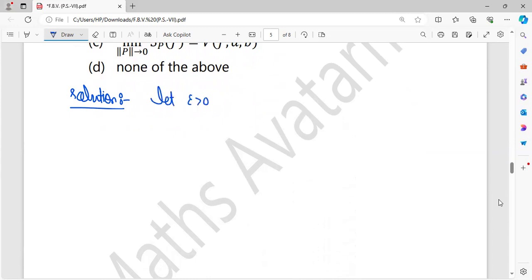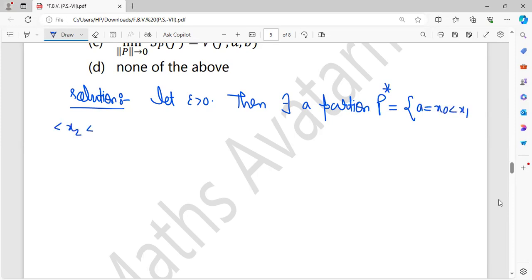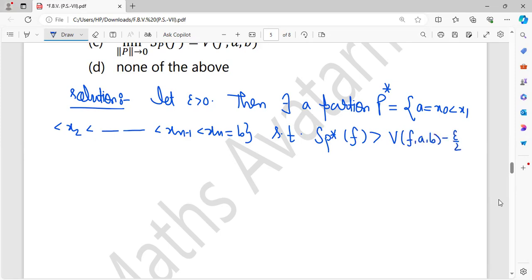Let epsilon greater than 0. Then there exists a partition P equal to P star such that S_P* f is greater than V_f[a,b] minus epsilon by 2. Let's say it equation number 1.